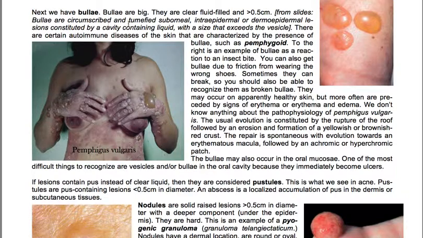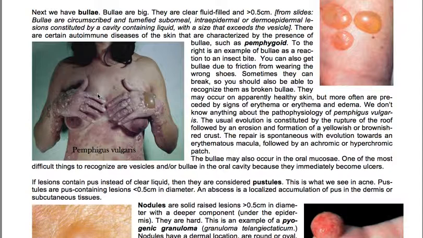Bullae are circumscribed and tumefied subcorneal, intraepidermal or dermoepidermal lesions constituted by a cavity containing liquid with a size that exceeds the vesicle. To the right is an example of bullae as a reaction to an insect bite. You can also get bullae due to friction from wearing the wrong shoes. Sometimes they can break, so you should also be able to recognize them as broken bullae. They may occur on apparently healthy skin, but more often are preceded by signs of erythema or erythema and edema.